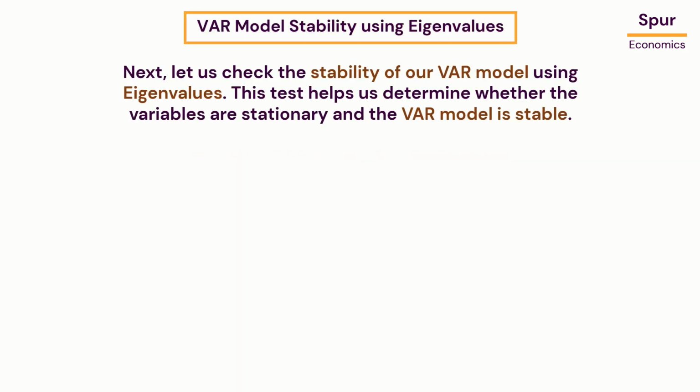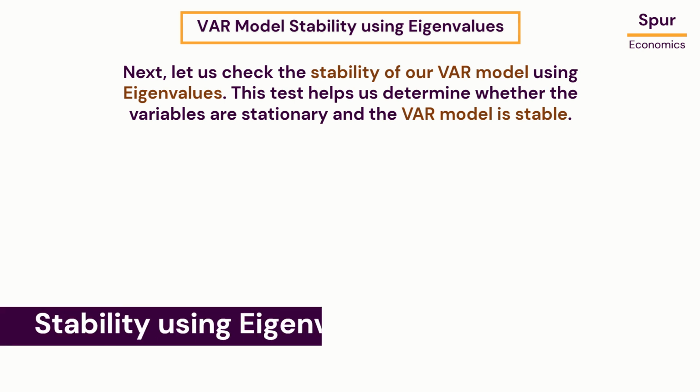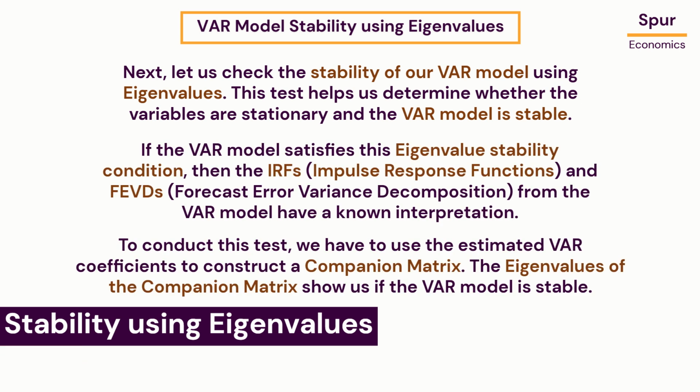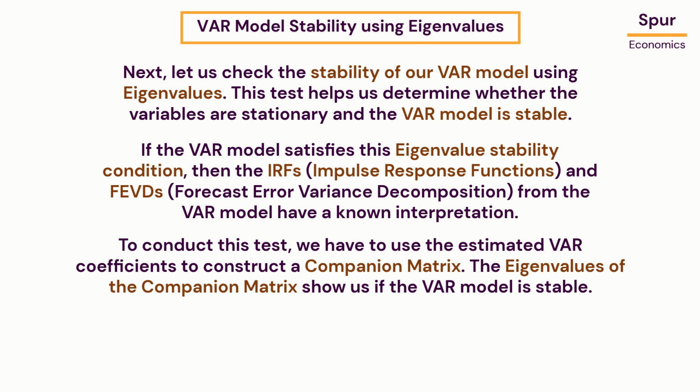Next, let us check the stability of our VAR model using eigenvalues. This test helps us determine whether the variables are stationary and the VAR model is stable. If the VAR model satisfies this eigenvalue stability condition, then the IRFs and FEVDs from the VAR model have a known interpretation. To conduct this test, we have to use the estimated VAR coefficients to construct a companion matrix. The eigenvalues of the companion matrix show us if the VAR model is stable.